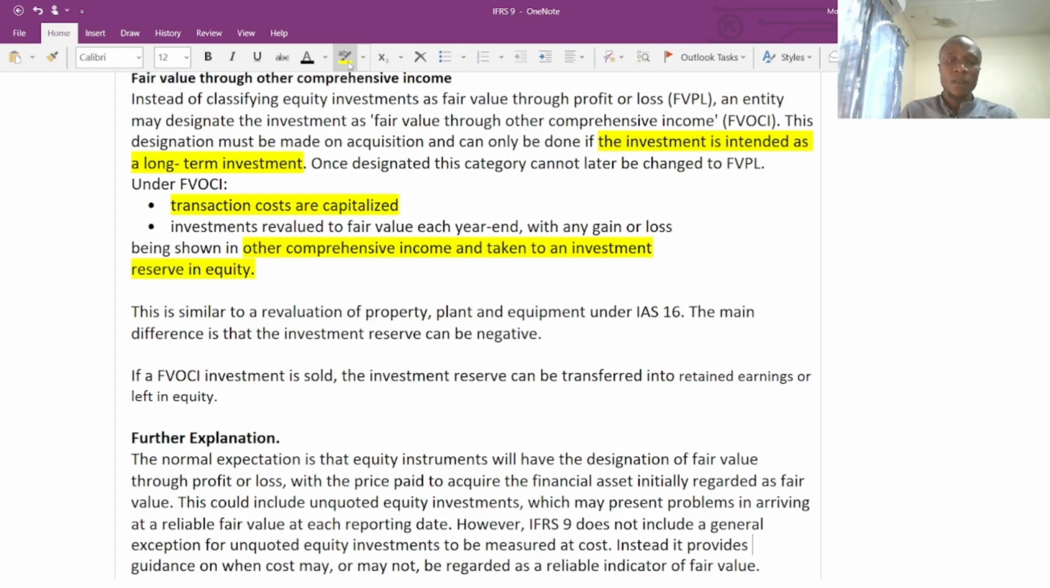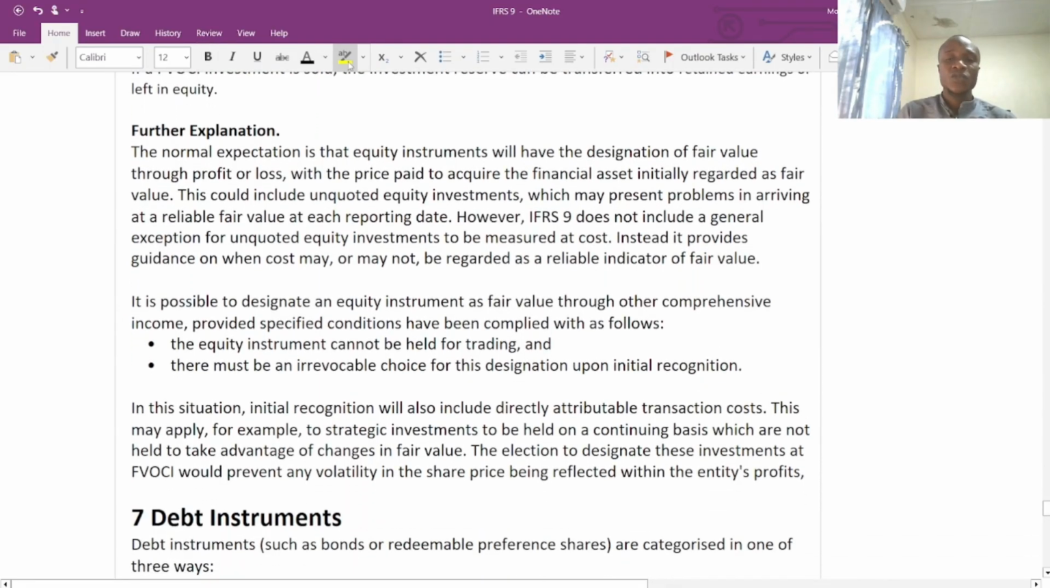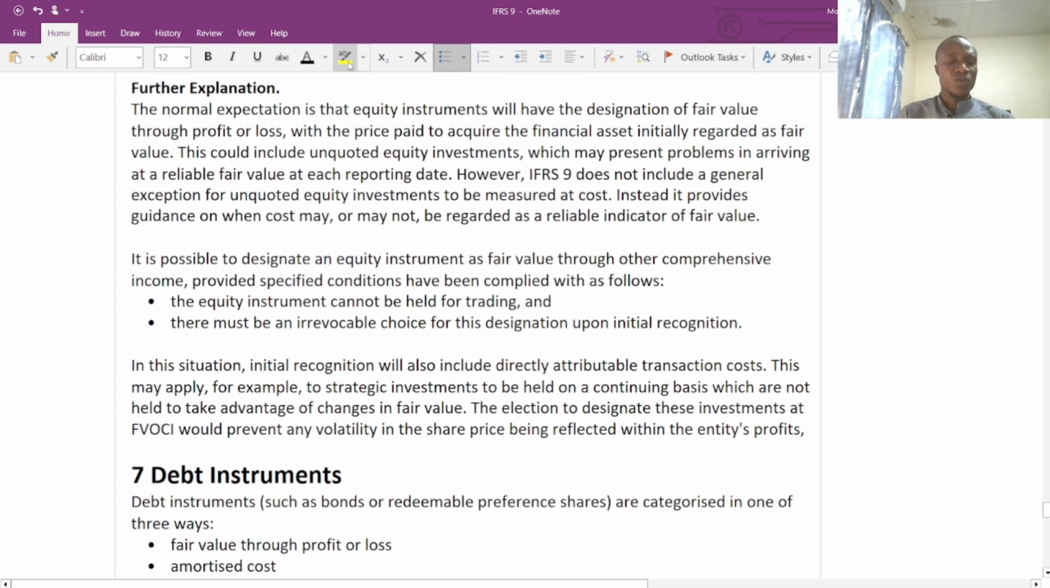No problem. So now we are going to look at further analysis, further explanation. The normal expectation is that equity instruments will have the designation of fair value through profit or loss, with the price paid to acquire the financial asset initially regarded as fair value. This could include unquoted equity investments, which may present problems in arriving at the fair value at each reporting date. However, IFRS 9 does not include the general exception of unquoted equity investments to be measured at fair value. Instead, it provides guidance on when cost may or may not be regarded as a reliable indicator of fair value. Don't worry about that.